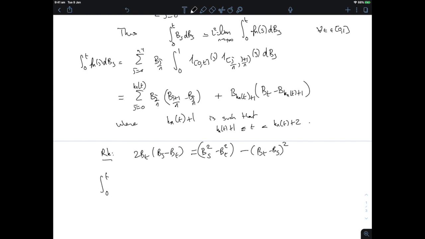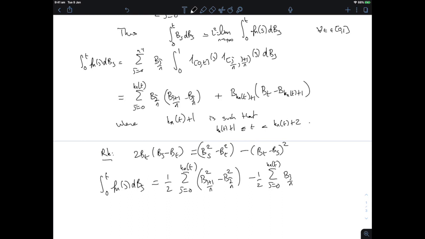Applying this algebraic formula to the first part of the sum, we get 1/2 of the sum from j equals 0 to k_n(t) of b_{(j+1)/n} squared minus b_{j/n} squared. And that's great because it's going to be a telescoping sum. Then we get minus 1/2 of the sum from j equals 0 to k_n(t) of b_{j/n} minus b_{(j+1)/n}, and all of that is squared. That's what we get from the sum part.